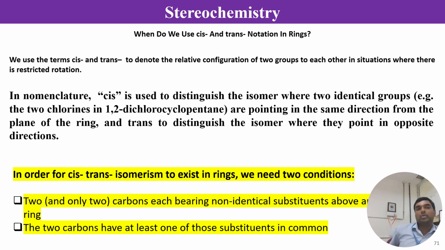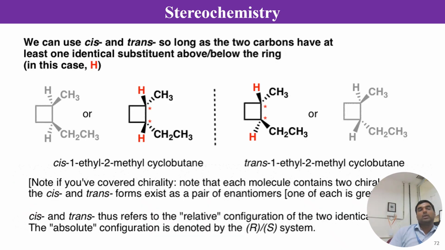So when we have cis-trans isomers, two carbons pair in non-identical substituents. So when we don't have the lowest priority group, hydrogen, hydrogen, then this compound can be called cis, whereas these compounds, cis and trans both will be there. So this is trans isomer. Cis-trans thus refers to relative configuration of the identical molecule. The absolute configuration is denoted by RS.